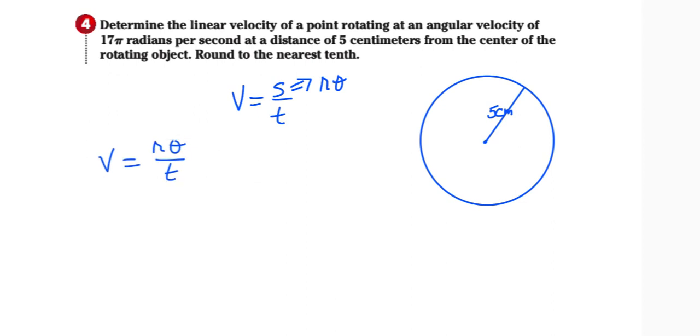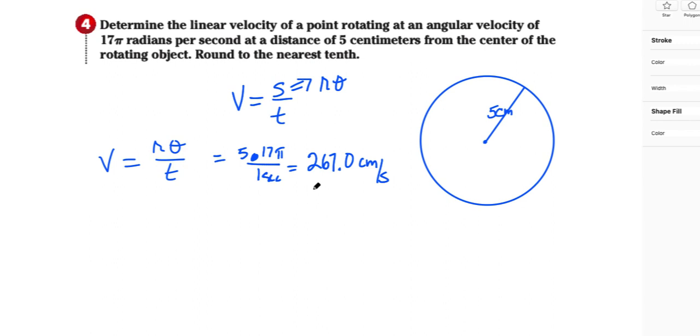So let's see what we can do. The radius is given as 5 centimeters, and the angular velocity is 17 pi radians per second. That gives us two things: the angular displacement, 17 pi radians, over the time, 1 second. If we just multiply these together, we get the value we're looking for, which is approximately 267 centimeters per second.